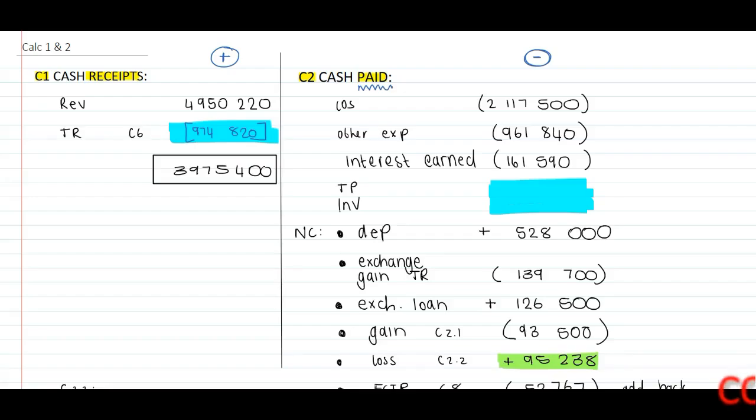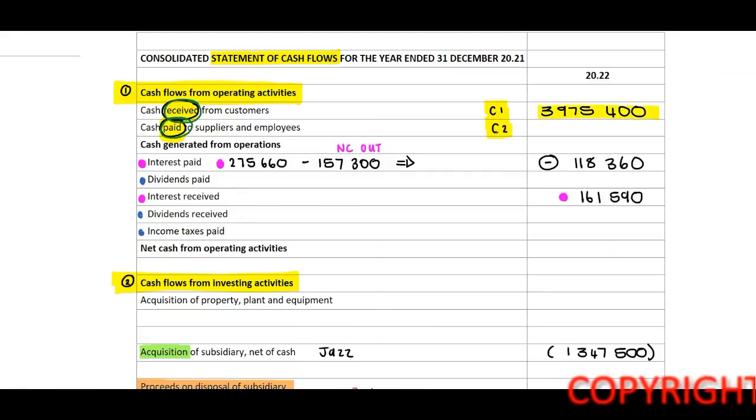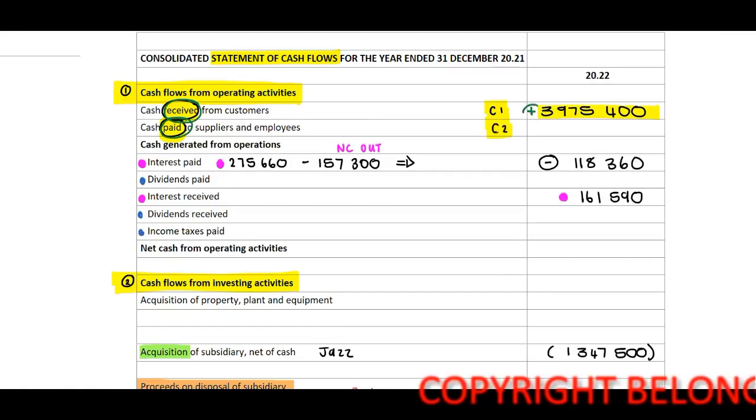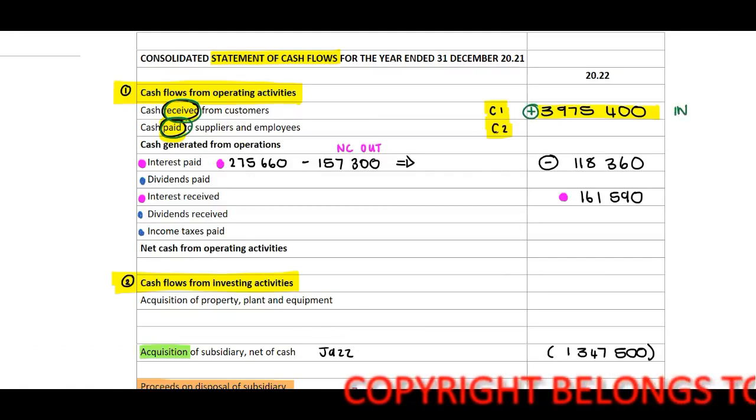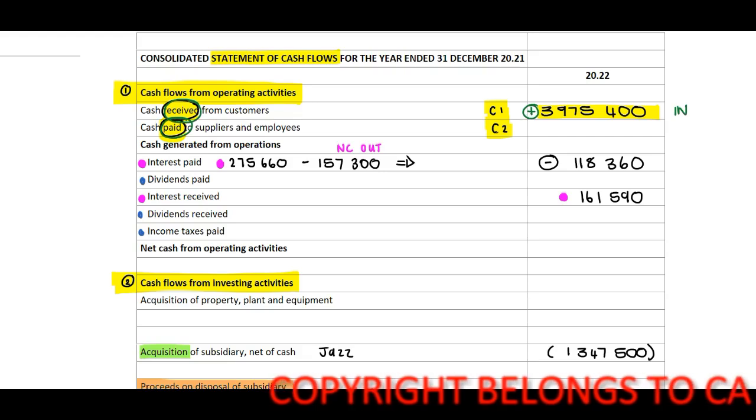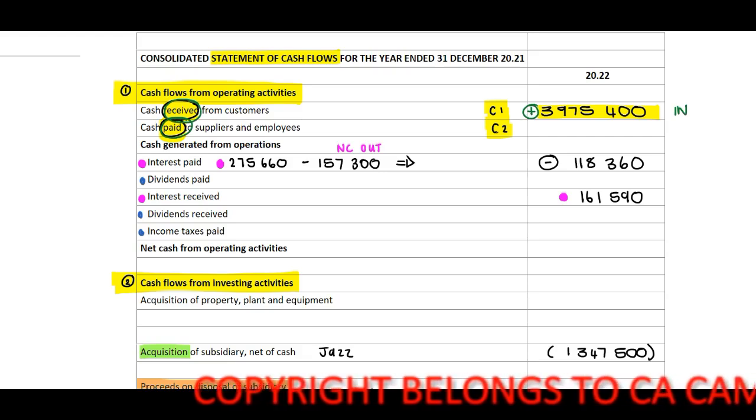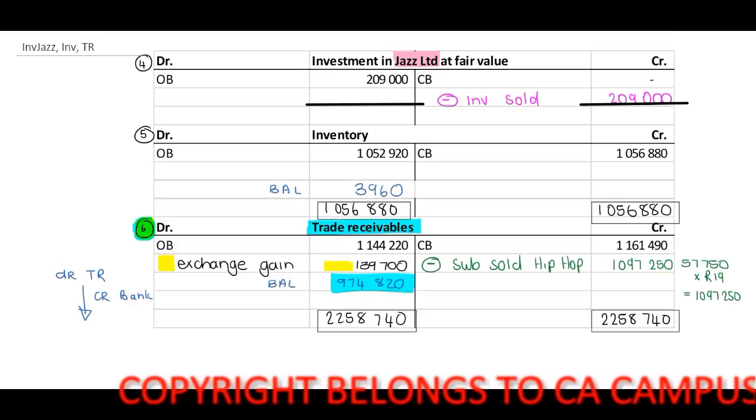Total cash receipts 3,975,400. Transfer 3,975,400. Look at this. Cash receipts, therefore a positive. This is an inflow into our bank account. Cash paid, we need to complete our inventory and our trade payables.